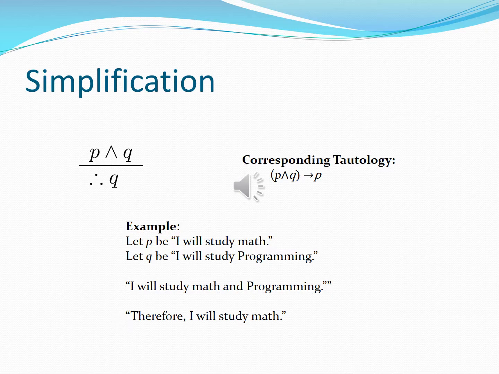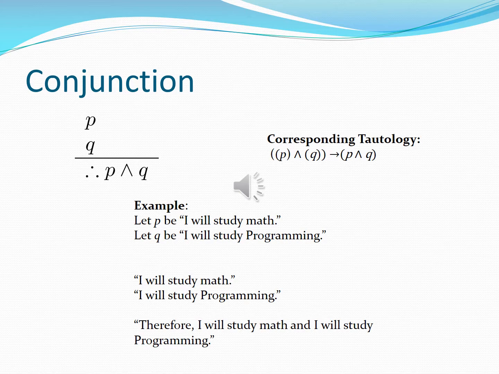Simplification. P and Q, therefore P. Let P be, I will study math. Let Q be, I will study programming. I will study math and programming, therefore I will study math.